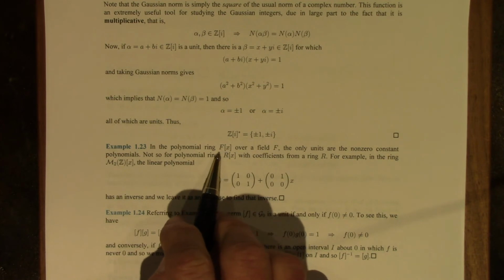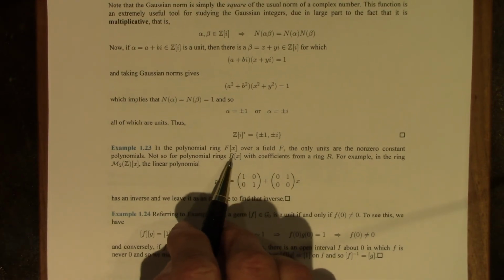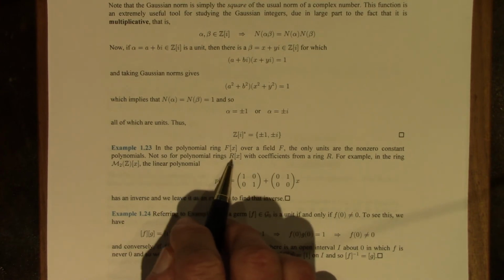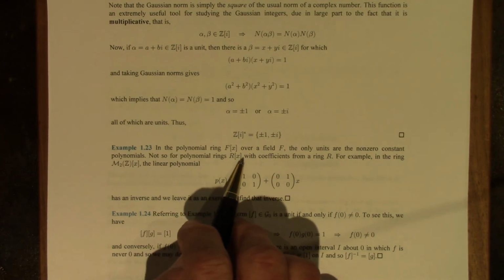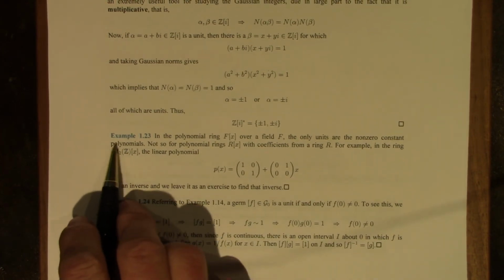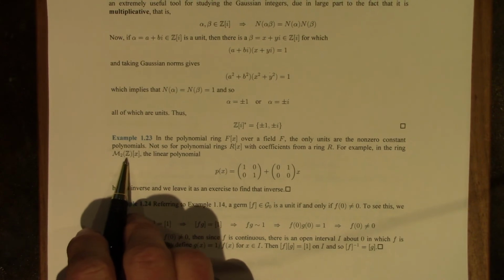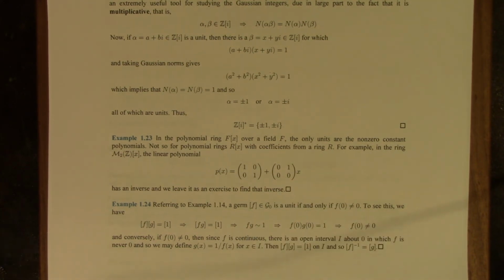In the polynomial ring F square bracket x, where F is a field, the only units are the non-zero constant polynomials. But that's not the case for polynomial rings over a ring, R square bracket x. The coefficients now come from a ring. Here's an example. We use as the base M 2 of Z. These are the 2 by 2 matrices with integer entries. This polynomial, which is linear, has an inverse, and I'll leave it for you to figure out what it is.